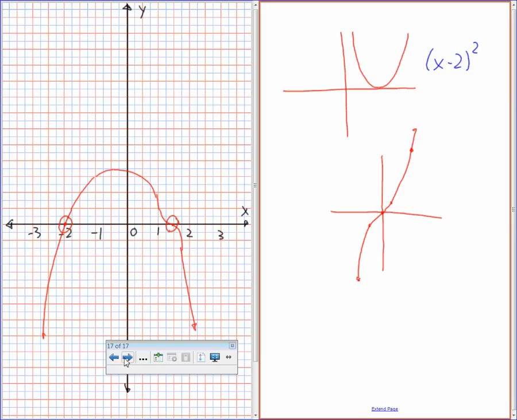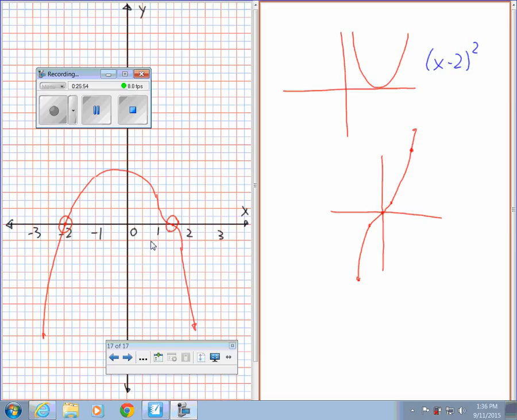I'll show you on the real graph. I'm going to pause. You guys are in a fighting mood today. Oh my goodness.